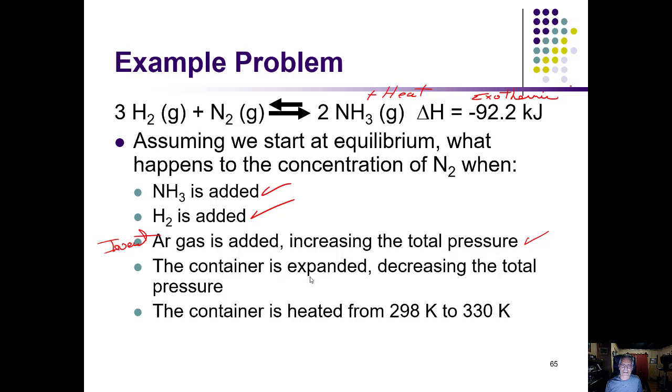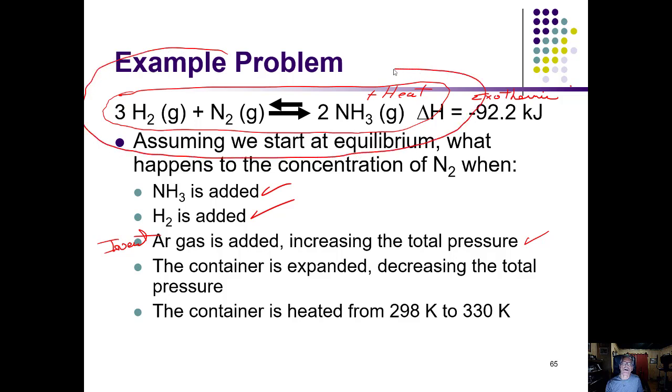The container is expanded, decreasing the total pressure. Okay, if we start our reaction, I'm just going to put it in a cylinder here. So here's our cylinder, and the reaction is at equilibrium. If I expand the volume of the container, the number of moles of gas that are in that container now have more volume to play in. So all their partial pressures go down. So all the partial pressures get lower, and so the reaction is going to shift to the side that has more moles of gas in order to raise those partial pressures to get back to equilibrium.